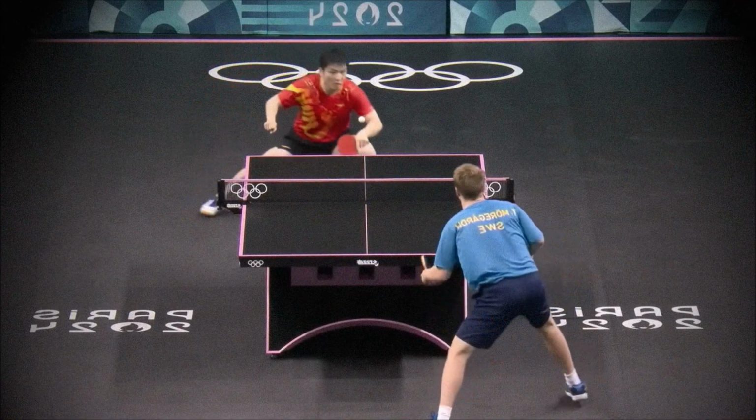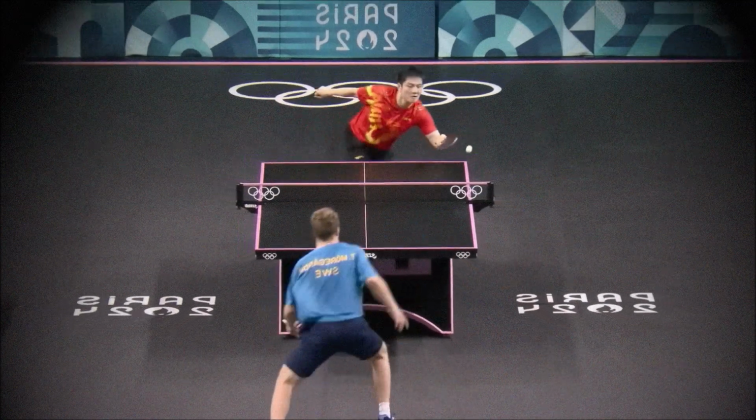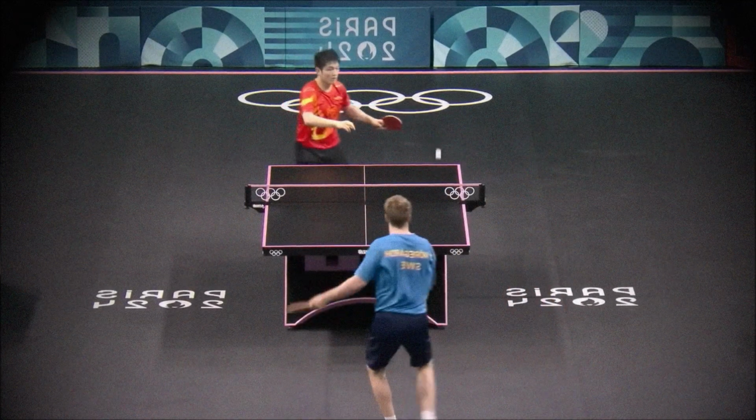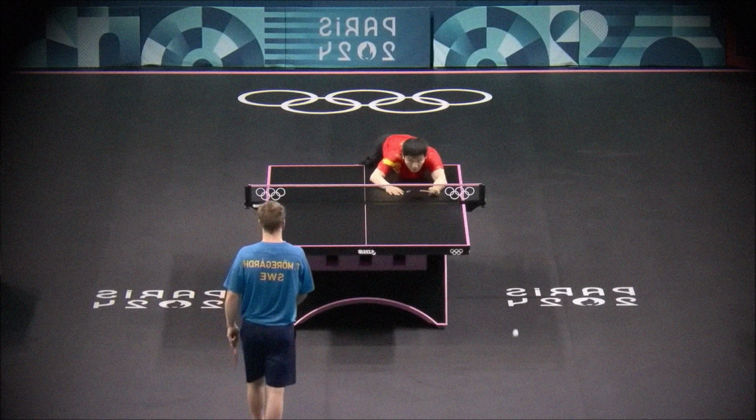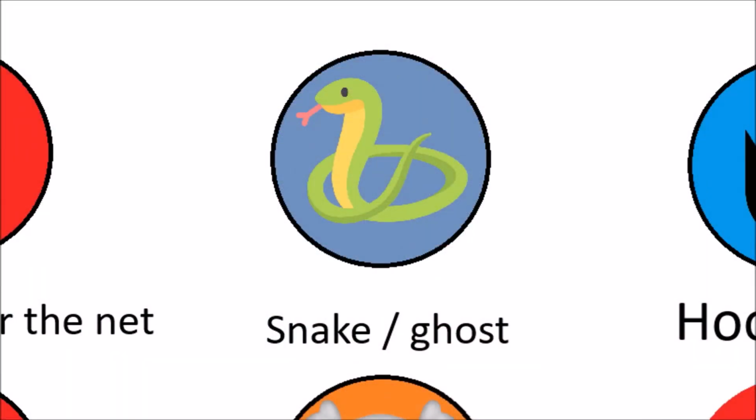There is a super fun shot known as the ghost shot, and this can be accomplished via the snake or with certain pushes. With a ghost, the ball bounces on your opponent's side and then comes back over the net before they have a chance to hit it.